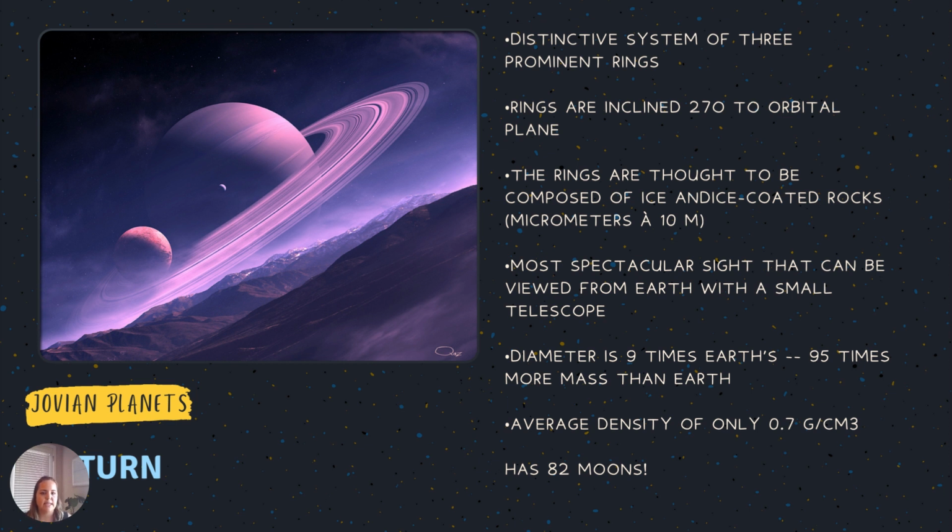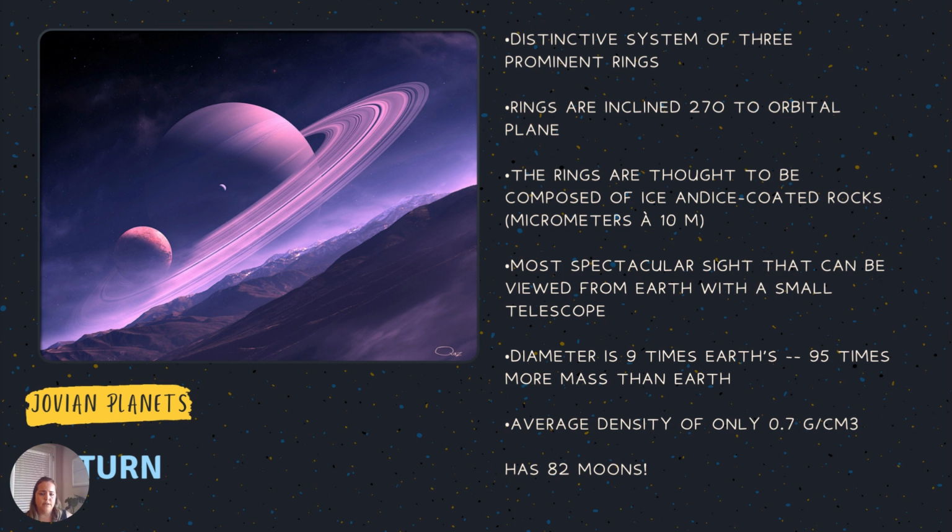All right, then we get into Saturn. Saturn has the distinct rings, right? Everybody knows Saturn for its rings, and it also has a really interesting incline. So the rings are inclined to 270 degrees to the orbital plane, so it's not in line with the way that it orbits.